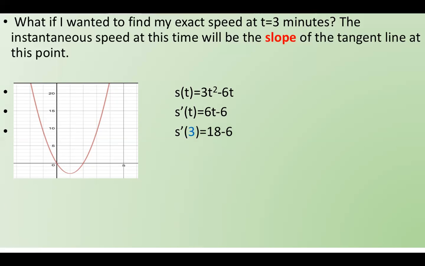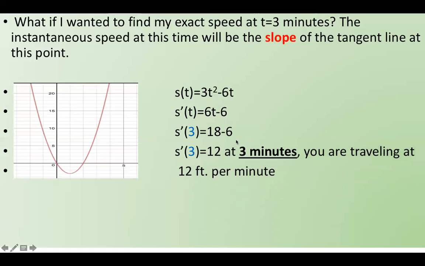So the exact speed at t equals 3 is going to be 18 minus 6, which is 12 feet per minute. So 12 feet per minute is how fast my car is going at exactly t equals 3 minutes. That's going to be like what you see at the speedometer. You're going to see 12 feet per minute. Let me know if anyone has any questions on this specific example.